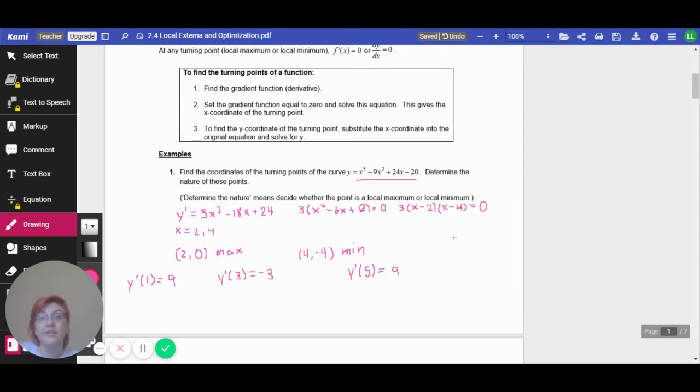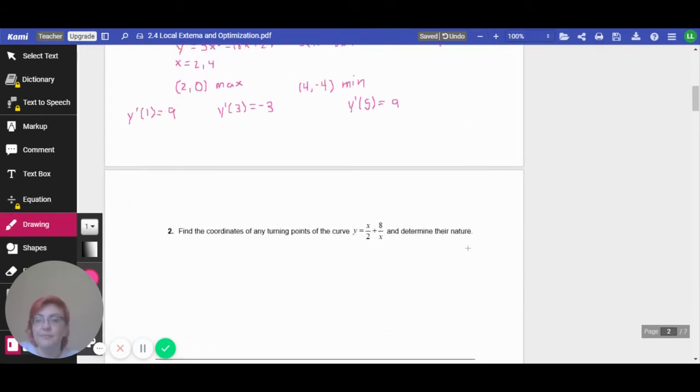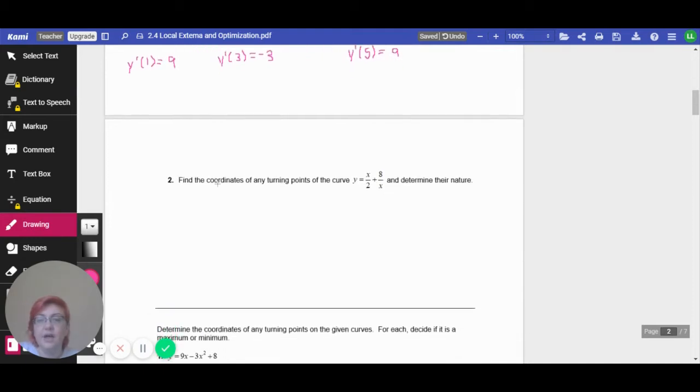All right, let's try some more problems. Let's find the coordinates of any turning points of the curve, y equals x over 2 plus 8 over x, and determine their nature. So are they a maximum or are they a minimum?